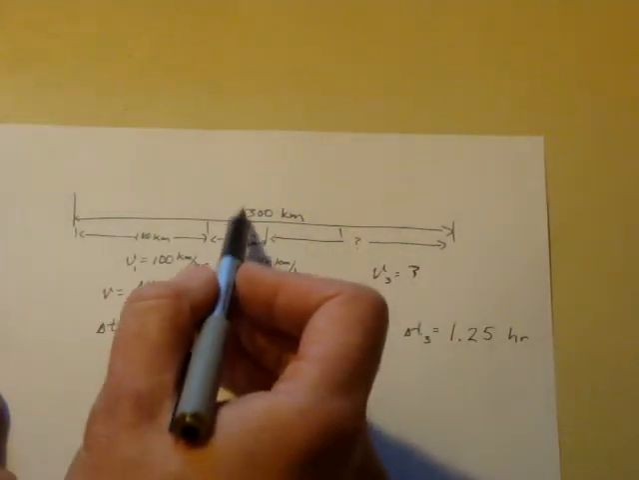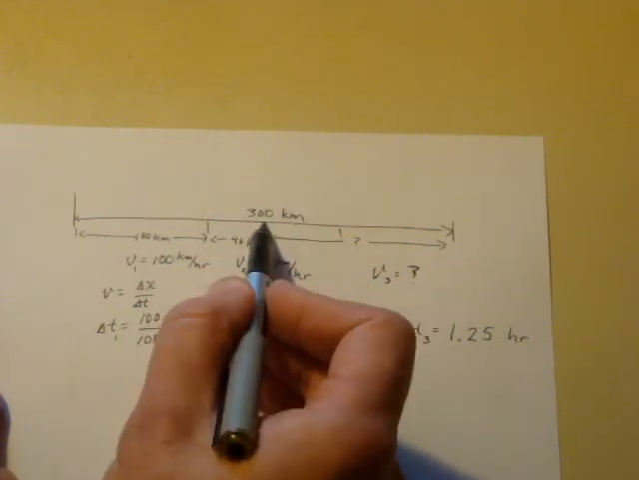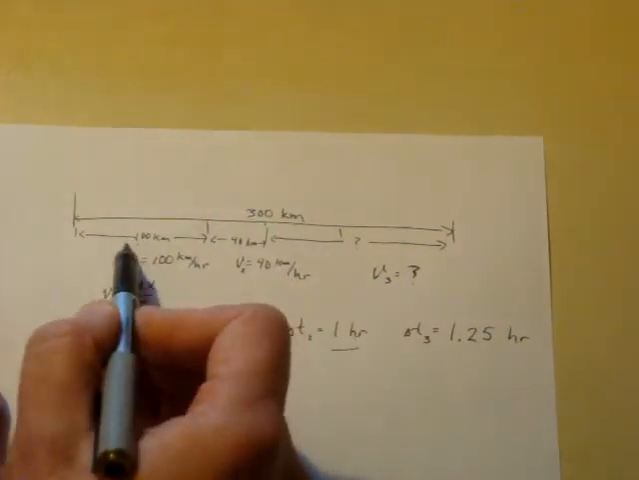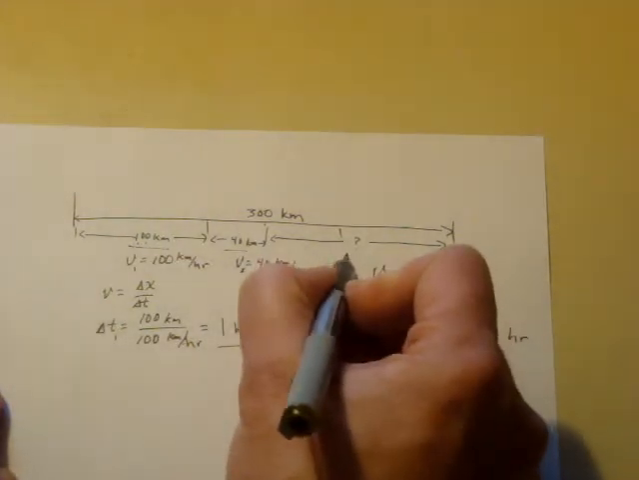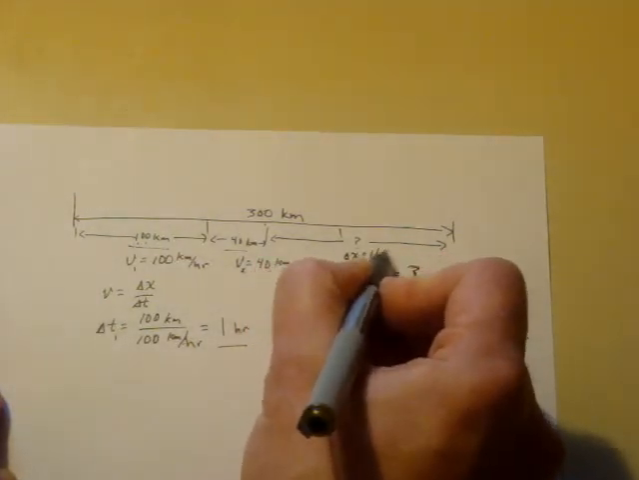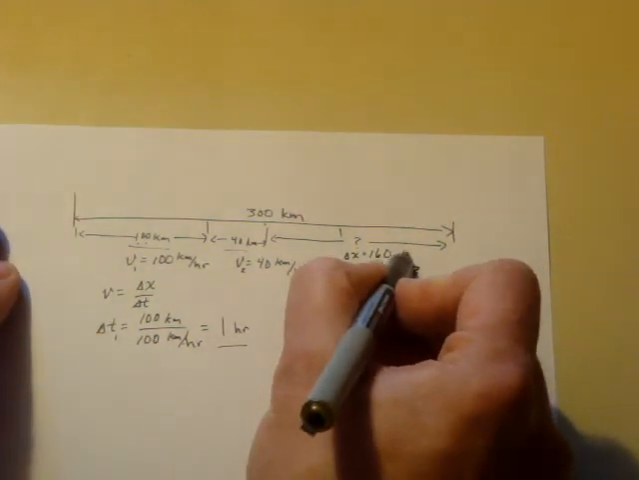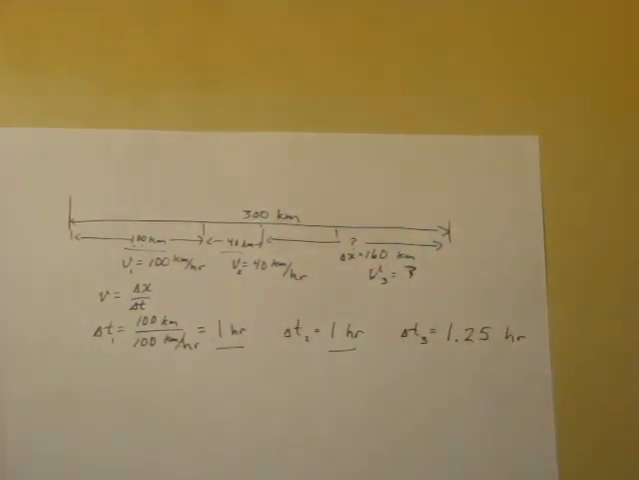And in terms of distance, we can almost do this in our heads. We have 300 total kilometers to travel, and we've already traveled 140 kilometers, so that means that our remaining distance here is going to be 160 kilometers. So we have 160 kilometers to go, and we have 1.25 hours to make up that distance. So we need to know how fast we need to travel.